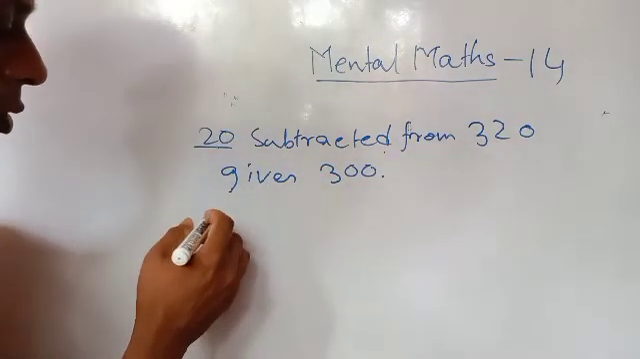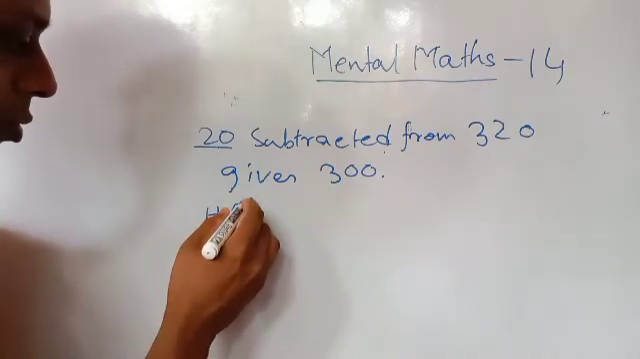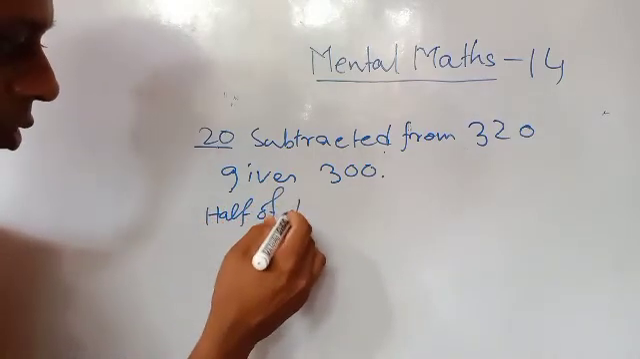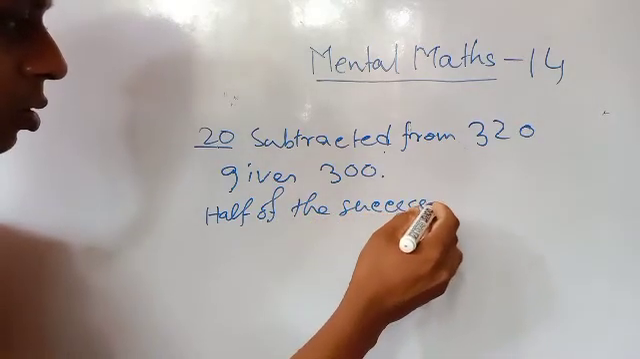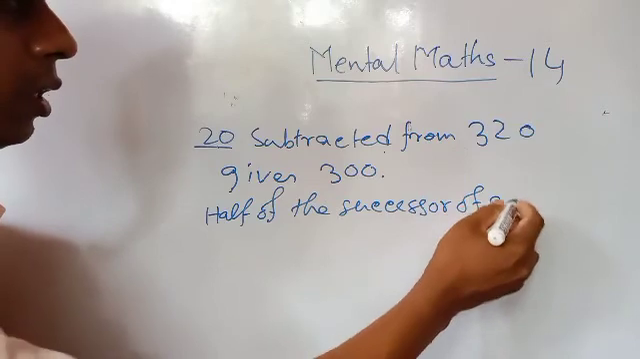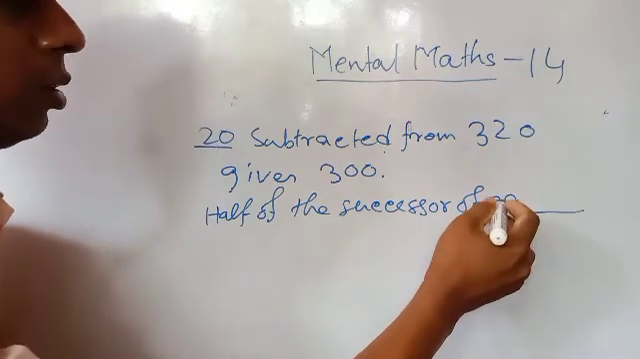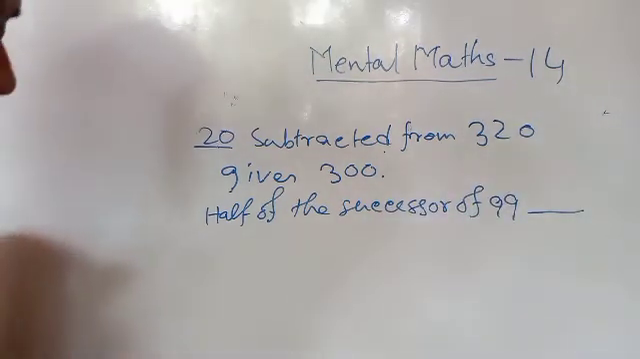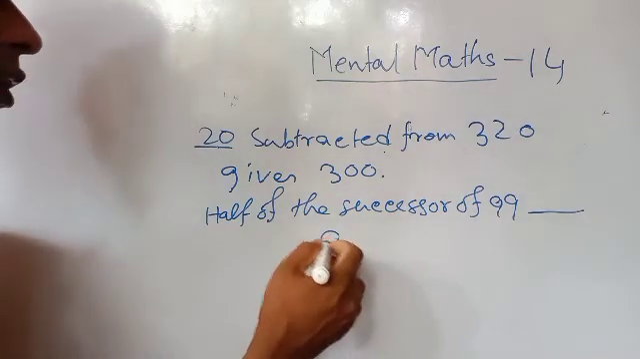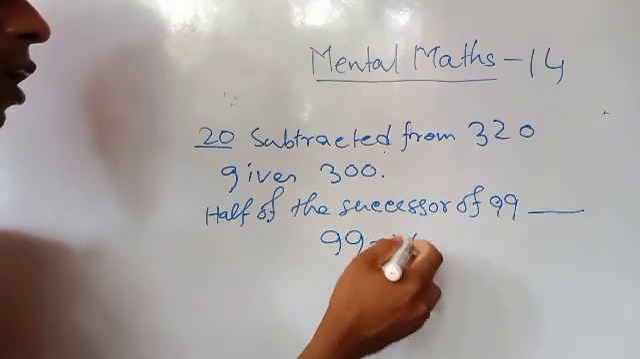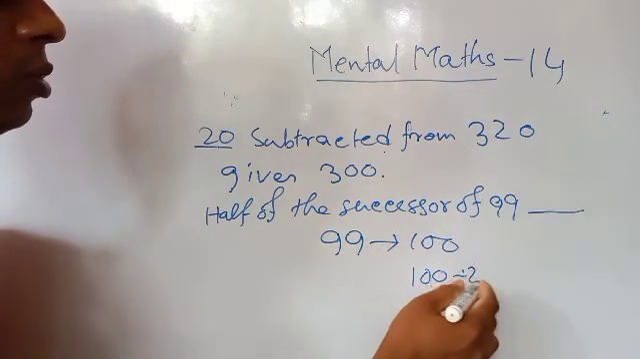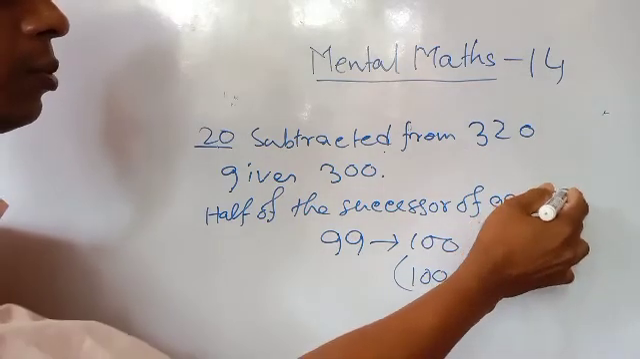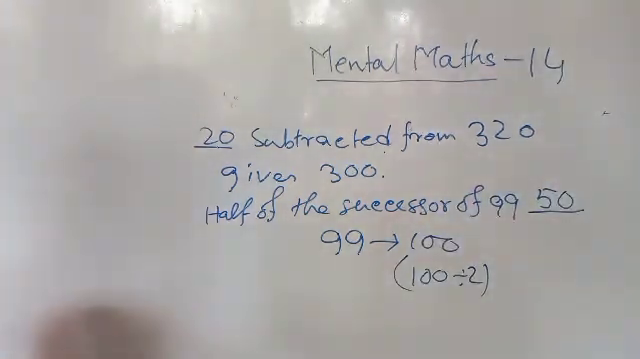Okay. So similarly, half of successor of 99 is dash. What will be the answer? Successor of 99, 99 after that 100. So half of 100. 100 you divide by 2, then you will get the answer 50. So half of successor of 99 is 50.